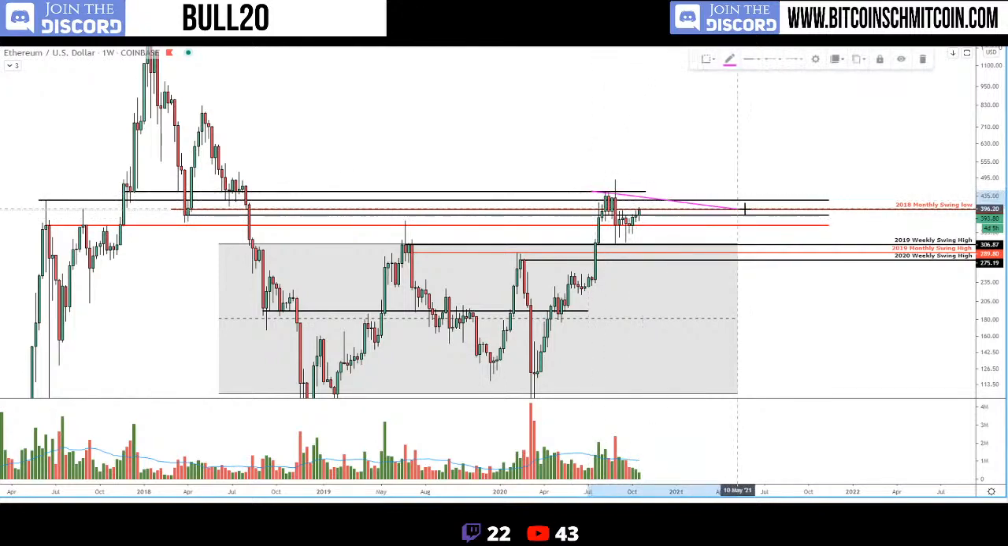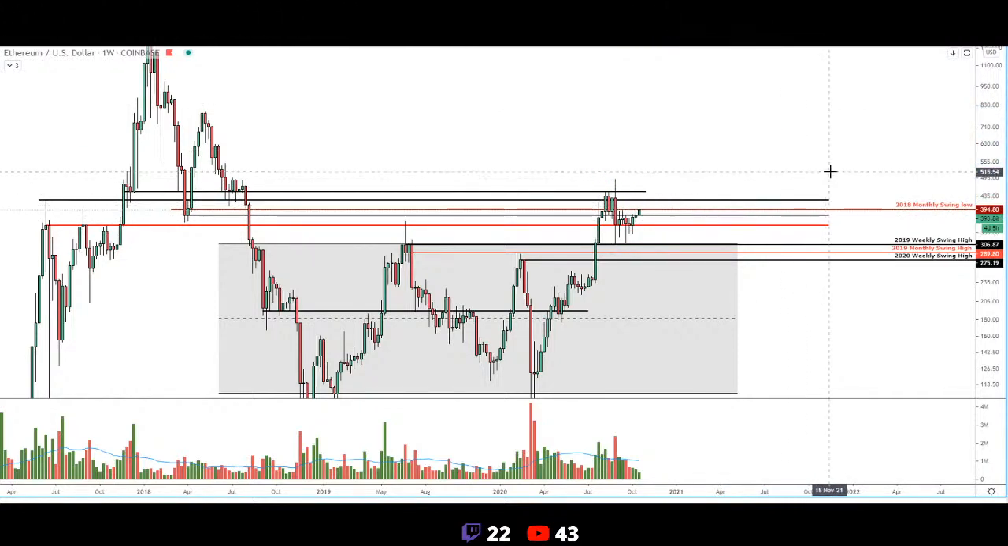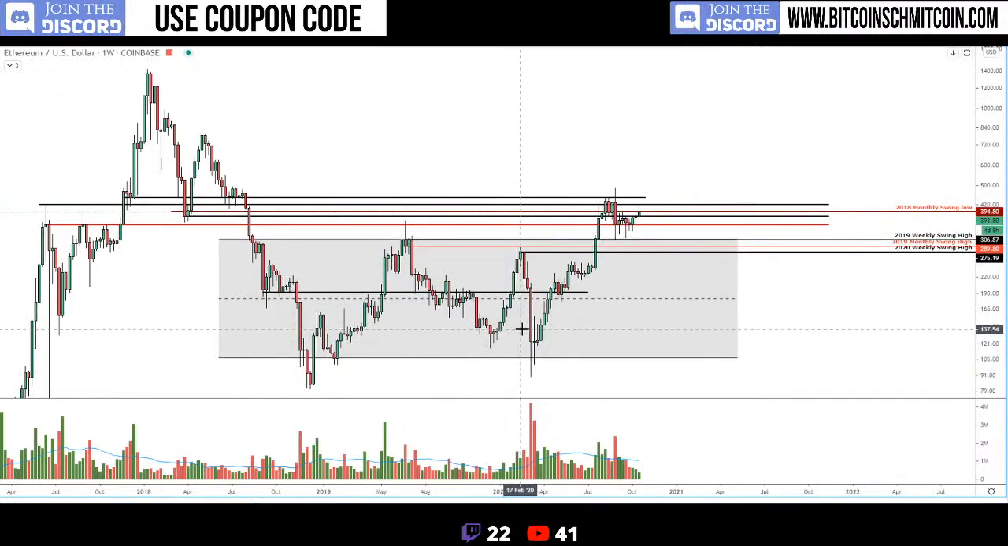It does look like some sort of triangular or ascending triangular consolidation, but ultimately this is just as bullish as it can be. It just might consolidate a bit longer while Ether Bitcoin bleeds down maybe a little lower, but nothing that is going to strike fear in the heart of my bias here.